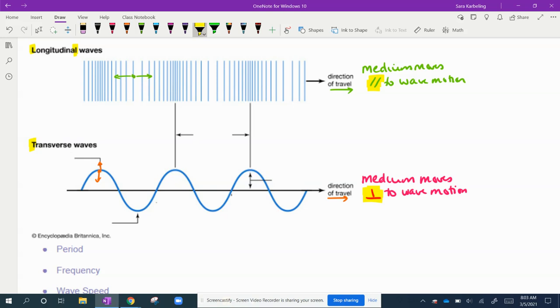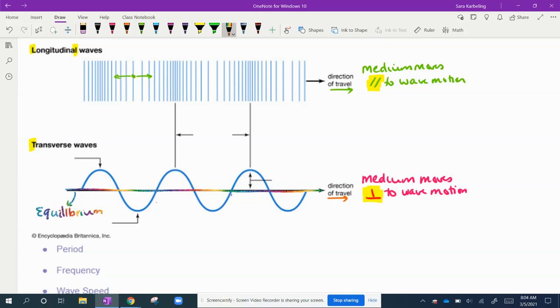Now let's take a look at transverse waves in general and see what features they have. So one set of vocabulary that I want you to know is that transverse waves have places where they go up above and down below this thing called the equilibrium. So this line right here is called the equilibrium. We've used that term a lot before. Equilibrium is basically just where the medium would be if there was no wave disturbing it.